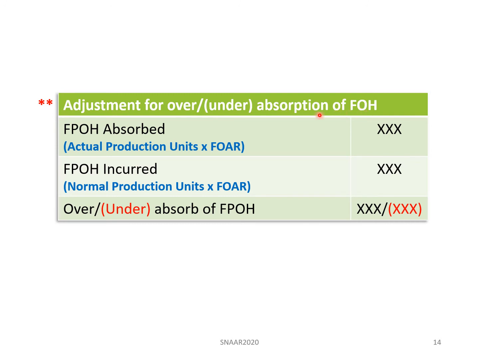Then, macam mana kita nak kira dia? FPOH absorb adalah actual production darab dengan fixed overhead absorption rate. Fixed overhead absorption rate ni dia akan bagi dalam soalan. Actual ni pun dia akan dapat dalam soalan. So, you akan dapat satu total kat sini. Compare dengan berapa yang incurred. Incurred mesti based on normal production units, darab dengan FOAR. So, if you get it positive, you telah over-absorb. Terlebih absorb. So, kalau dia positif, maksudnya absorb ni lebih daripada incurred lah. So, bila dia over-absorb, you kena tambah. Kalau dia under-absorb, dia kena tolak. Okay.